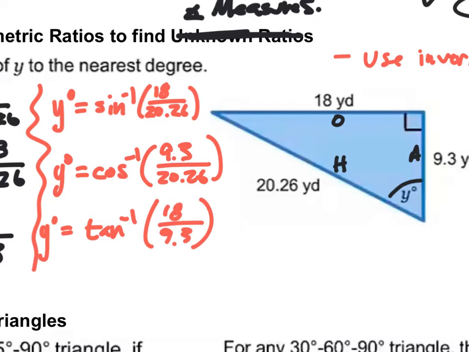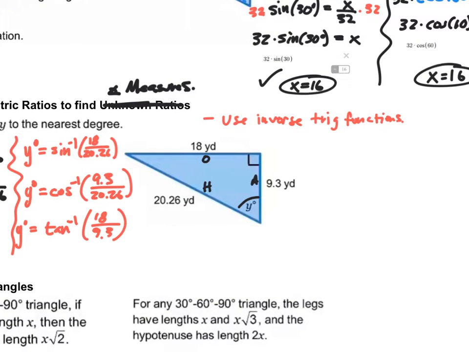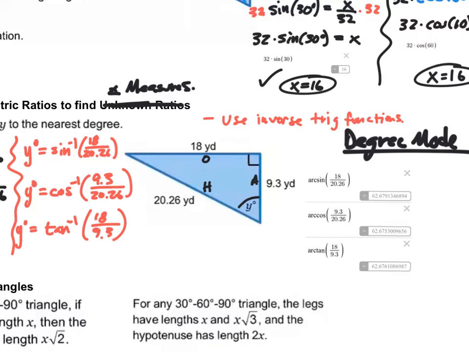Now remember that you need to be in degree mode. When we're finding angles in degrees, we'll change that later on and do what's called radian mode. But for right now we'll just do degrees because we're just doing a trig review. So let me plug these into the calculator and let's see what we get.